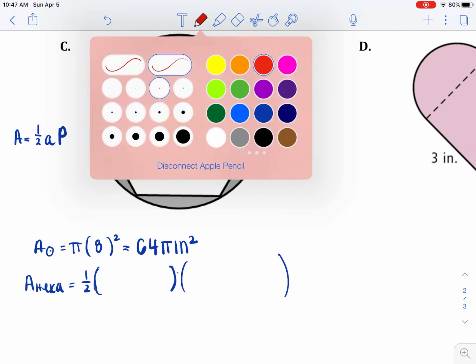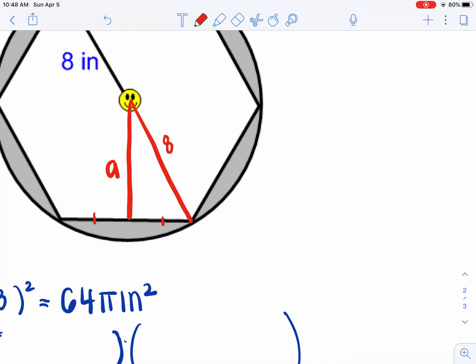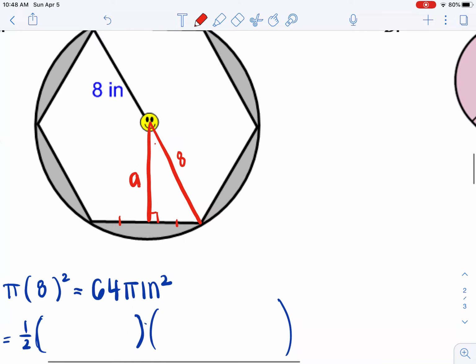Okay, I'm going to start with the apothem. I'm going to change colors here so I can keep track of things. I'm going to draw in the apothem. I'm going to use the bottom part of the hexagon instead of turning my iPad. So I'm going to say, okay, here is the apothem. I'm going to call that A. That's what I'm looking for. I'm going to draw on the radius, which I already know is 8. There's my right angle. Then remember, I'm going to find out this angle right here. I'm going to do 360 divided by the number of sides, which is 6, divided by 2.